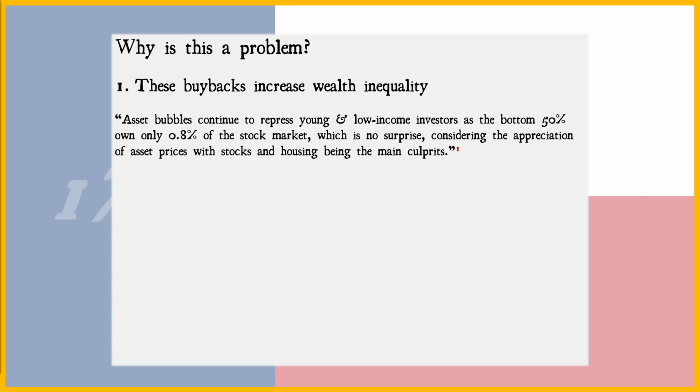Asset bubbles continue to repress young and low-income investors, as the bottom 50% now only own 0.8% of the stock market, considering the appreciation of asset prices, with stocks and housing being the main culprits. So we create asset bubbles when we do this. We pump a bunch of liquidity into the stock price and drive it up. Good for the executives. Good for people with a 401k, to be fair. But not good if you don't own it, and not good if you want to try to buy in.